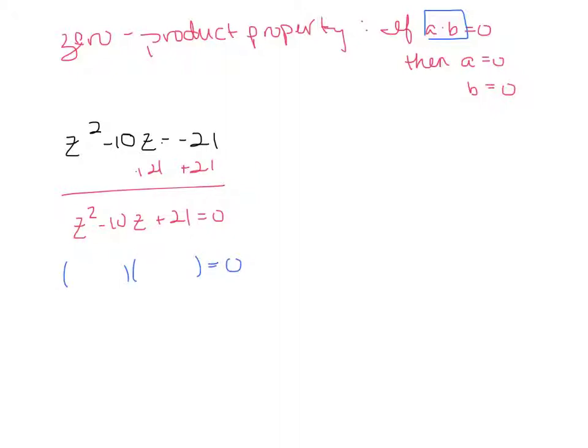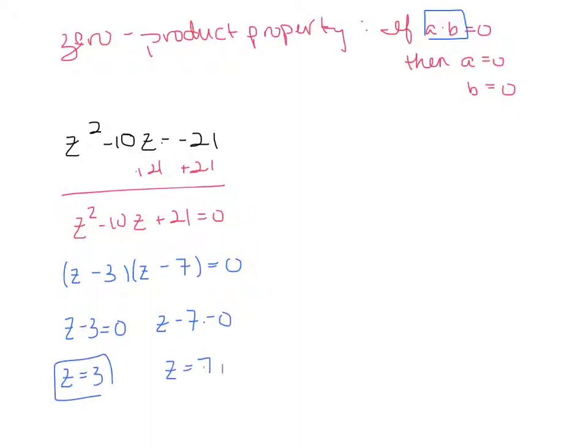So however you factor, whether you do trial and error or what we call the AC method, this one I'm just going to use some trial and error. It's negative 3 and negative 7. That multiplies to be a positive 21, adds to be a negative 10. And so this then says that you just set both of those factors equal to 0, and you're going to solve both of them, and you're going to get two answers in this case, z equals 3 and z equals 7. So that's the zero product property.